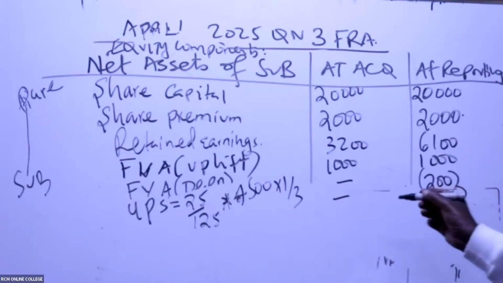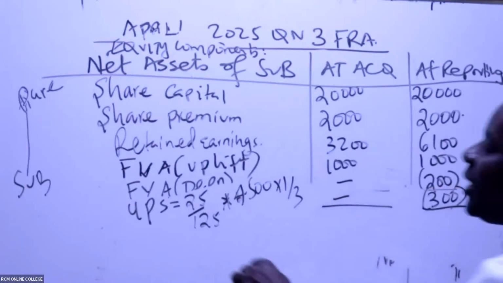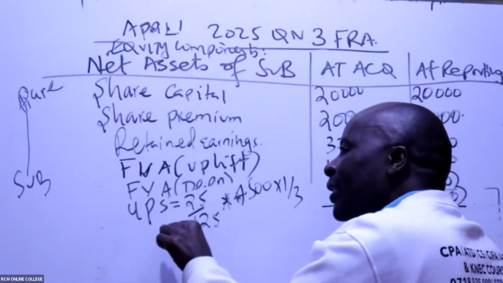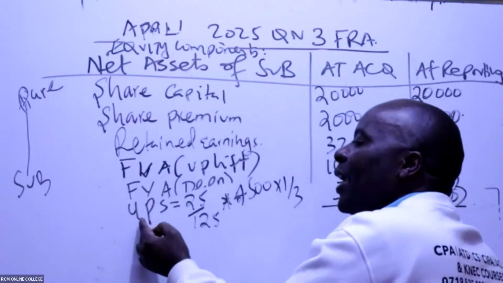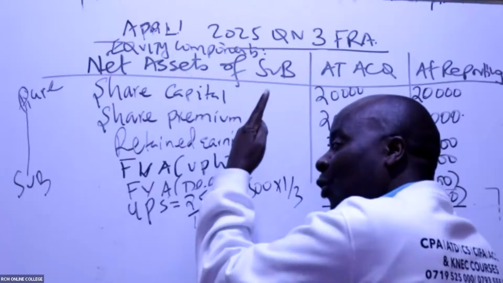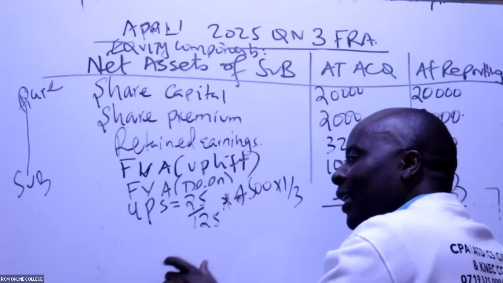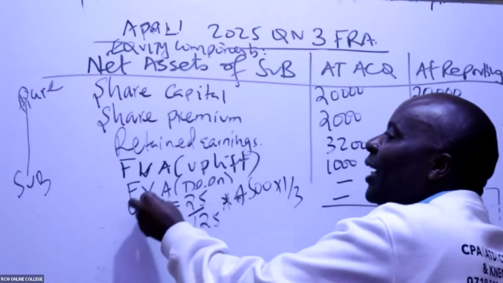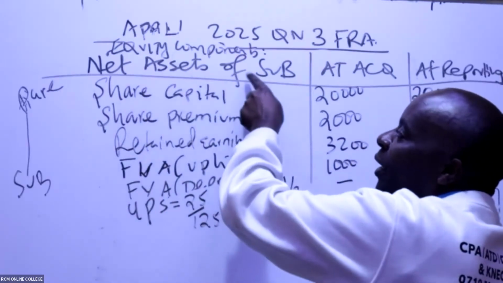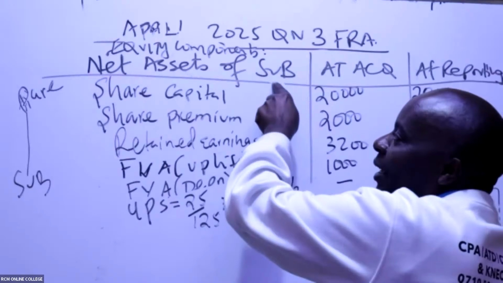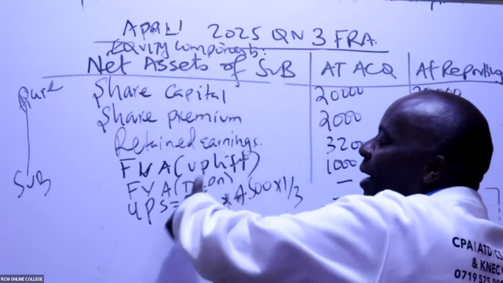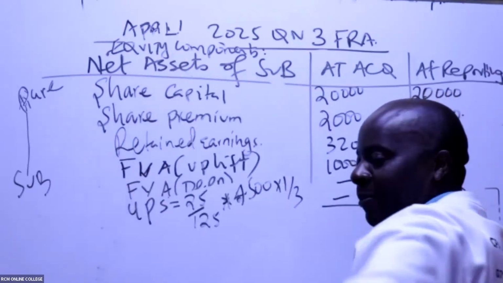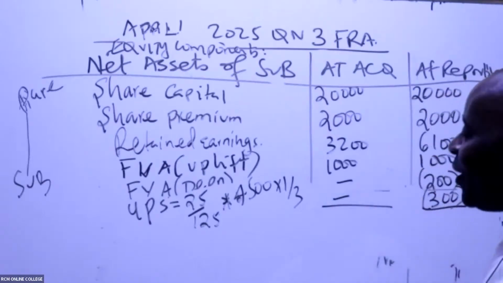And that is it, ladies and gentlemen. But the most important thing is for us to remember UPS is upstream, even from the word up: the subsidiary selling to the parent. If it was downstream, then this would not have fallen under net assets of the subsidiary. It falls under net assets of the subsidiary because the subsidiary is the one that earned the fake profit.